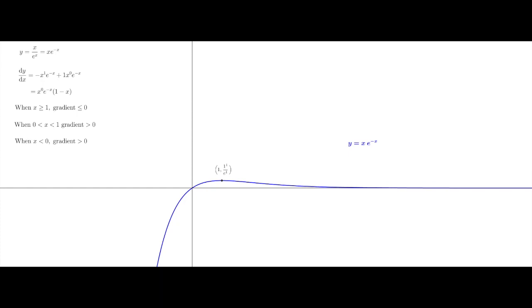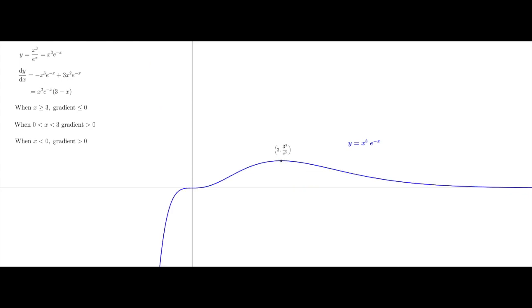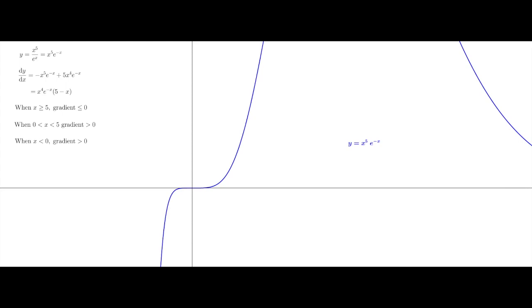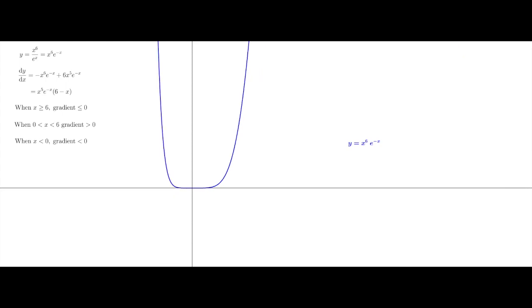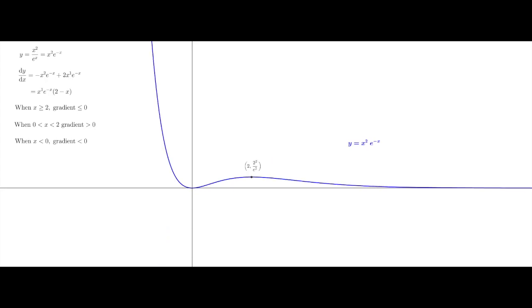What about for x squared over e to the x? The only difference now really is that when x is less than 0, the gradient is less than 0, because x times 2 minus x is going to be less than 0. Of course, dy by dx will be equal to 0 when x is 0, so long as n is 2 or more. So we've also got a turning point when x is equal to 0.